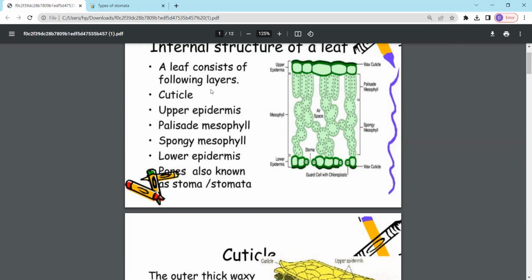First one is the cuticle, which is present on the upper epidermis, followed by the palisade mesophyll, and next the spongy mesophyll. The mesophyll layer is differentiated into palisade and spongy. Next is the lower epidermis. So this is the internal structure of the leaf. On the upper epidermis and on the lower epidermis also, a waxy layer is present. In between the upper and lower epidermis, the layer is called the mesophyll tissue, which is again differentiated into palisade and spongy mesophyll.